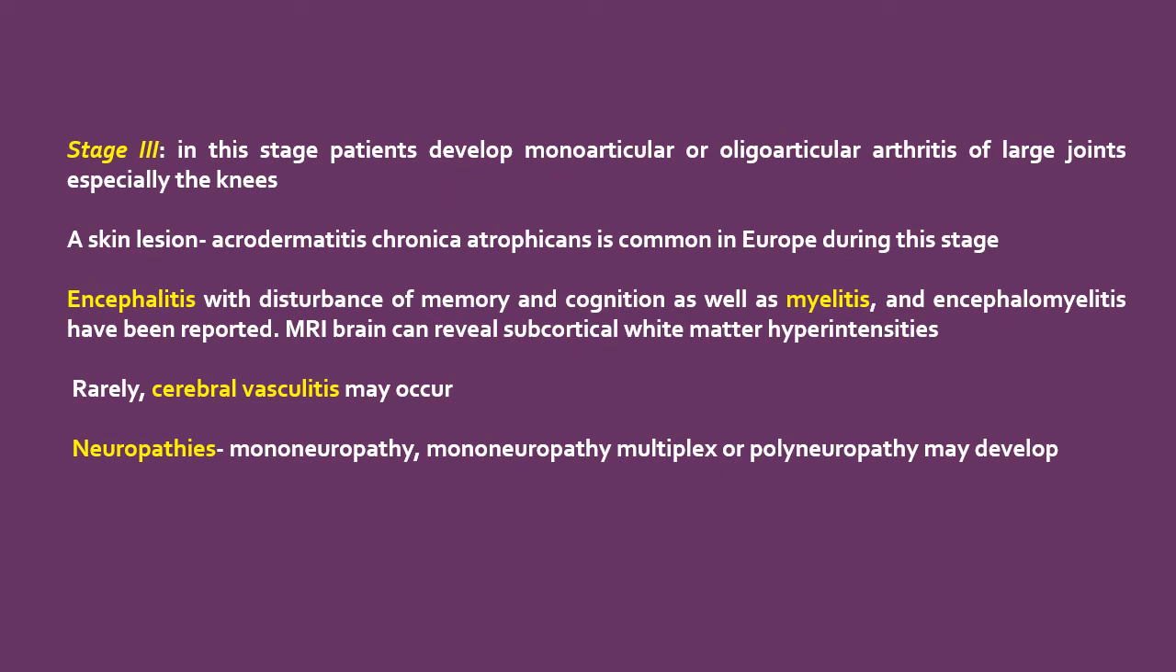Stage 3. In this stage, patients develop monoarticular or oligoarticular arthritis of large joints, especially the knees. A skin lesion labeled acrodermatitis chronica atrophicans is common in Europe during this stage. Encephalitis with disturbance of memory and cognition, as well as myelitis and encephalomyelitis have been reported. MRI brain can reveal subcortical white matter hyperintensities. Rarely, cerebral vasculitis may occur. Neuropathies can occur at this stage and include mononeuropathy, mononeuropathy multiplex, or polyneuropathy.